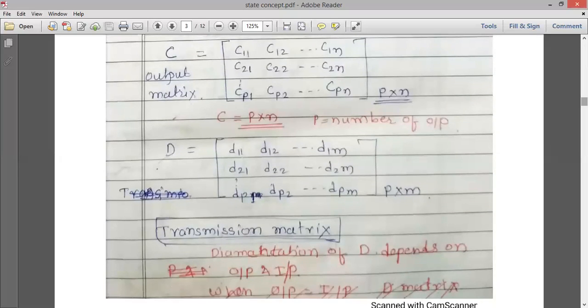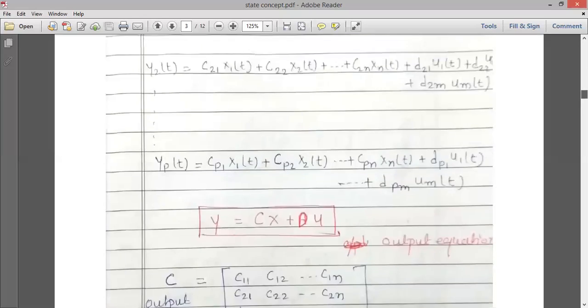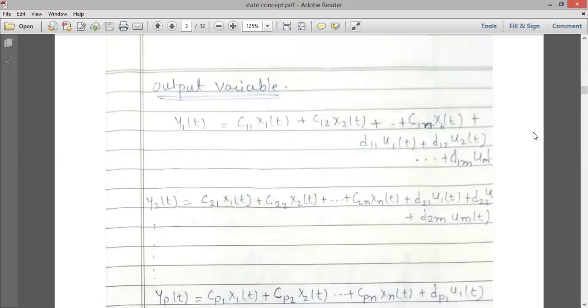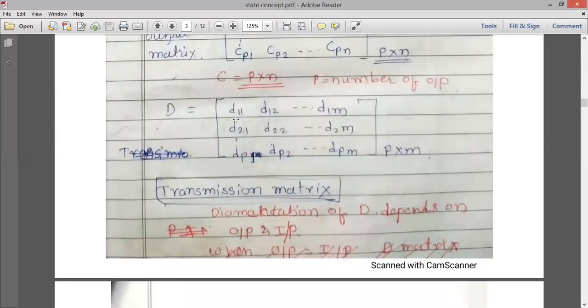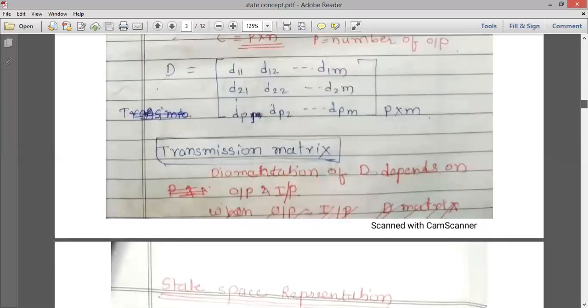And D is the transmission matrix. D is the relation between output and input. Its dimension is p by m, so the dimension of D depends on the number of outputs, p, and the number of inputs, m.